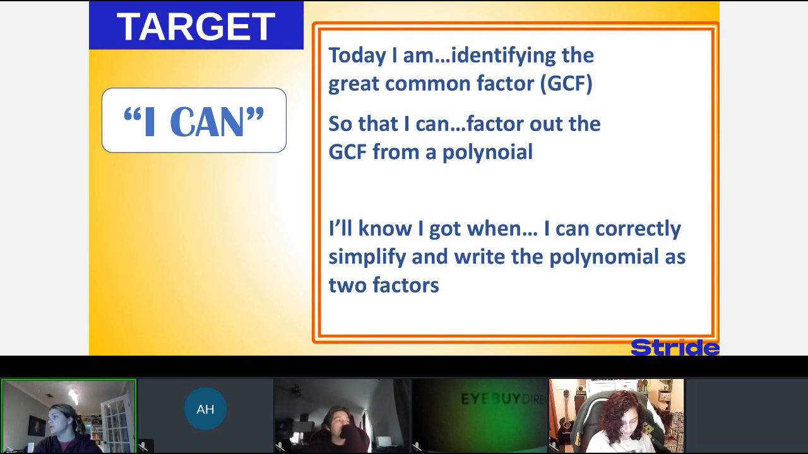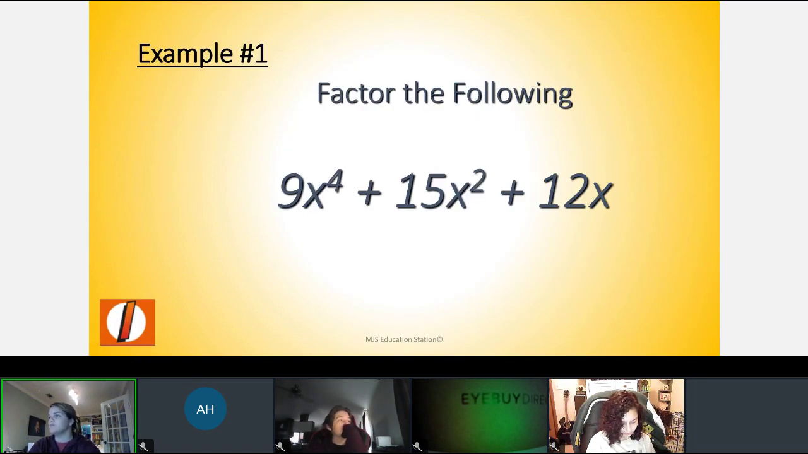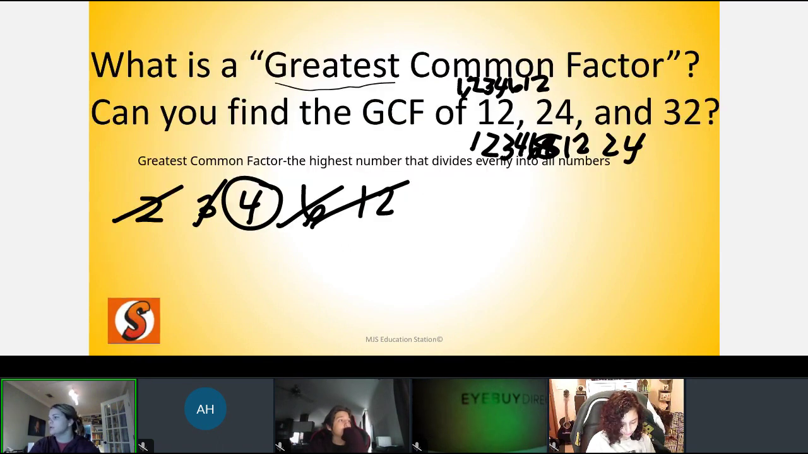So I want to go over what is factoring. So factor the following. Remember how we were just talking about here, factors are two numbers, two terms that you multiply together to get the product. Well, when we just have numbers such as 12, 2 and 6 are factors.